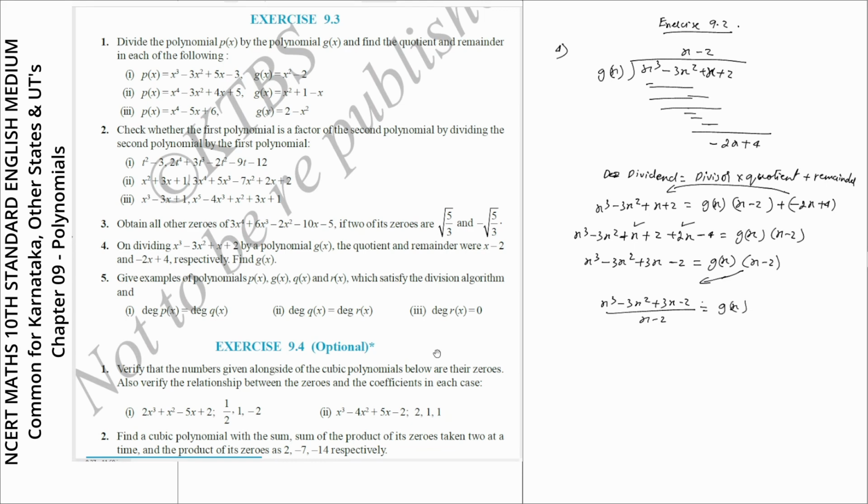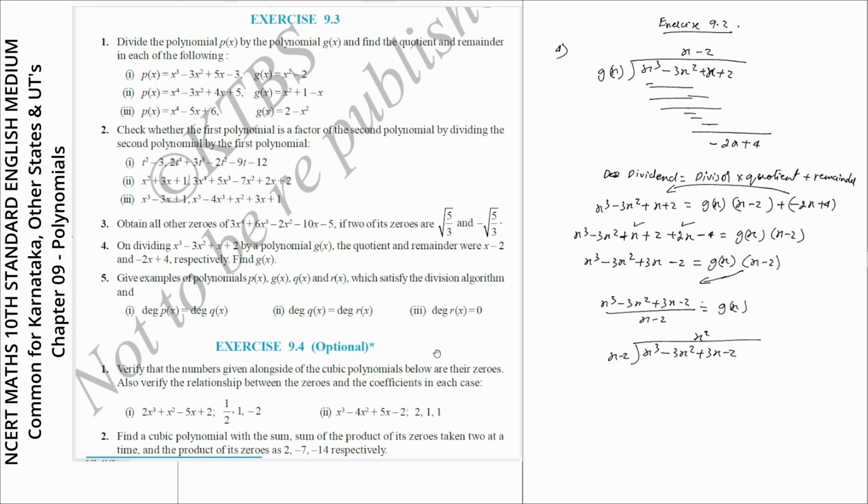So we want to find g of x only. That's the question. Find g of x. Now if we divide this numerator by denominator, we'll get the answer. Let us proceed. So x cube minus 3x square plus 3x minus 2, divide by x minus 2. To make the first term equal, I'll multiply by x square.